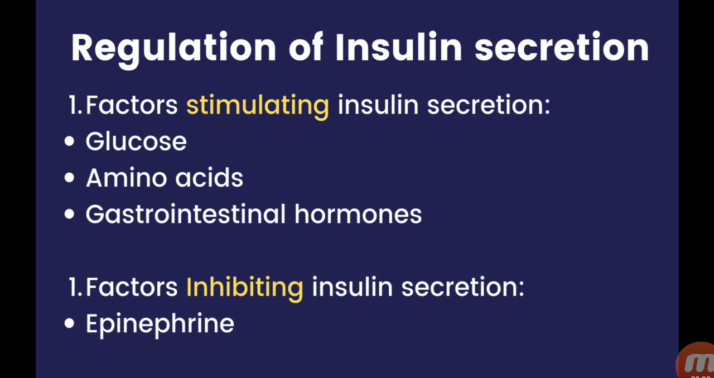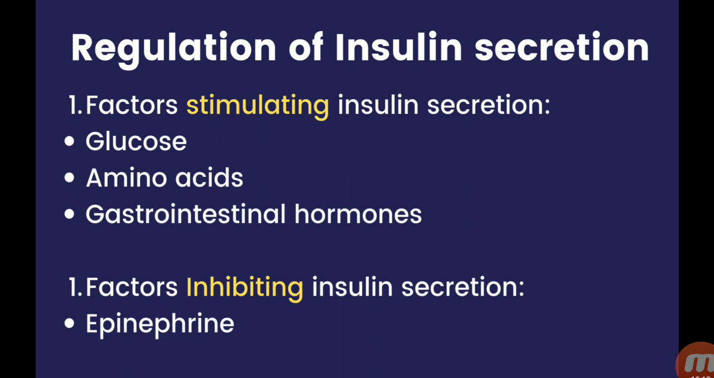Now we will see the factor that inhibits the insulin secretion. Mainly, epinephrine is the most potent inhibitor in emergency situations like stress, extreme exercise, and trauma. The nervous system stimulates the adrenal medulla to release epinephrine. It suppresses insulin release and promotes energy metabolism by mobilizing energy yielding compounds like glucose from liver and fatty acid from adipose tissue. So this much about the regulation of insulin secretion.